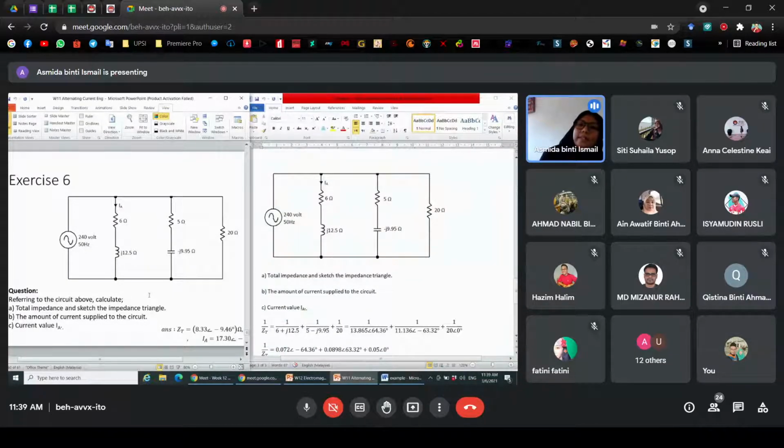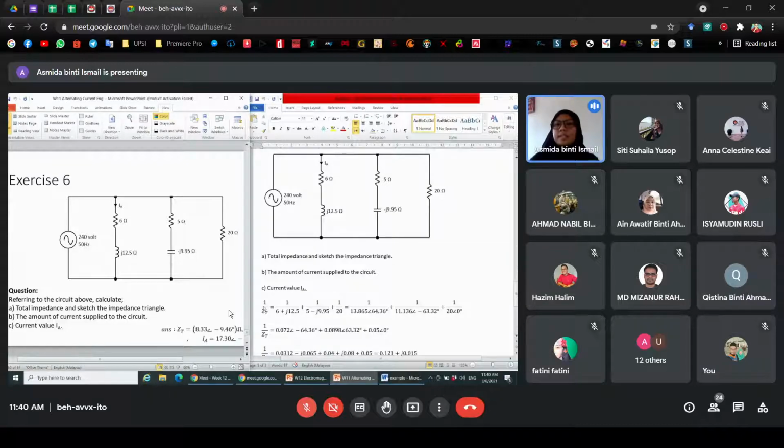If it is the impedance triangle, it usually tells you to refer to the total impedance. If it is the phasor diagram, it refers to the voltage or current in your circuit. Now for the total impedance, you need to find the total impedance here, and the total impedance here, and then these three impedances are connected in parallel. So 1 over ZT is equal to 1 over 6 plus 12.5j, plus 1 over 5 minus 9.95j, plus 1 over 20.